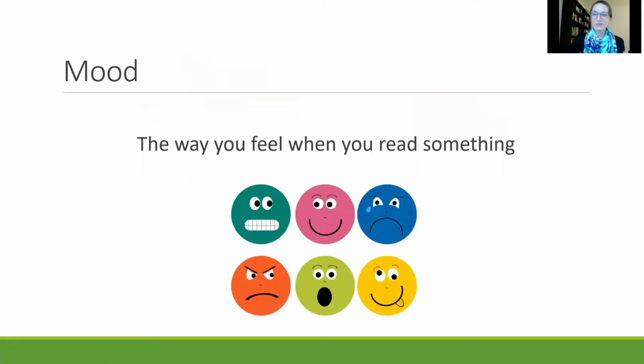So to start off, let's define our terms. Mood is the way you feel when you read something. Think about when you read something, it can really convey an emotion to you. So mood becomes something personal about how that piece of reading is supposed to make you feel.